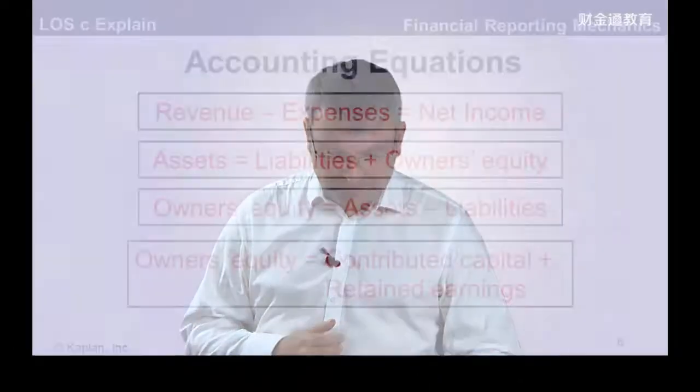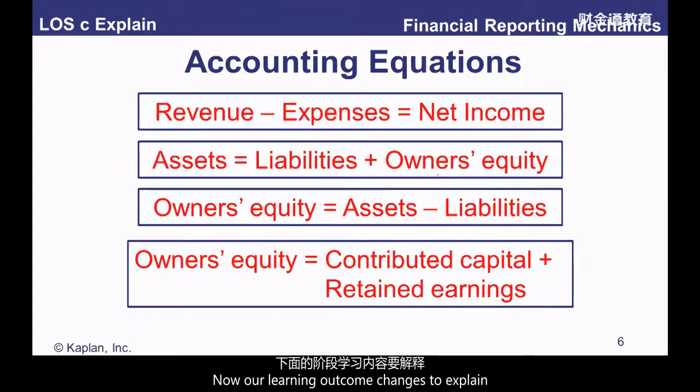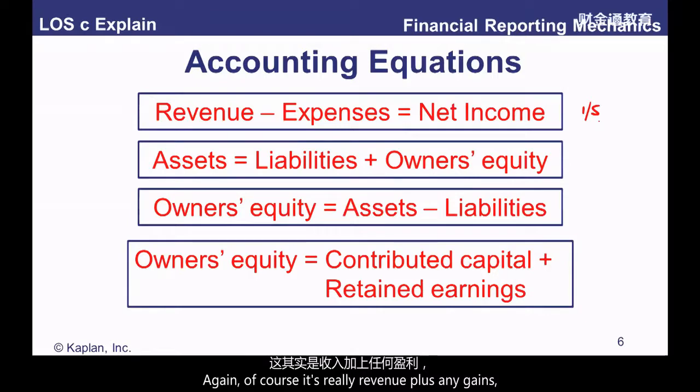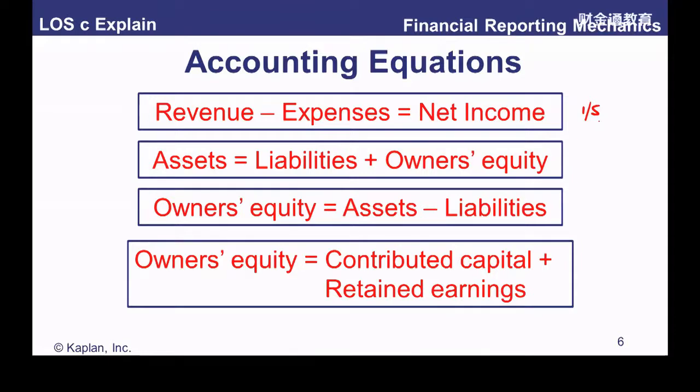Now, our learning outcome changes to explain the accounting equations. These are, if you like, the processes, the mechanics behind the income statement and the balance sheet that tie the financial statements together. You can see the very first one: revenues minus expenses equals net income. Well, of course, we're looking at the income statement with this. Take the revenues, subtract the expenses, you're left with net income. Now again, of course, it's really revenue plus any gains and expenses minus any losses on disposal. And that gives us our net income for the income statement.